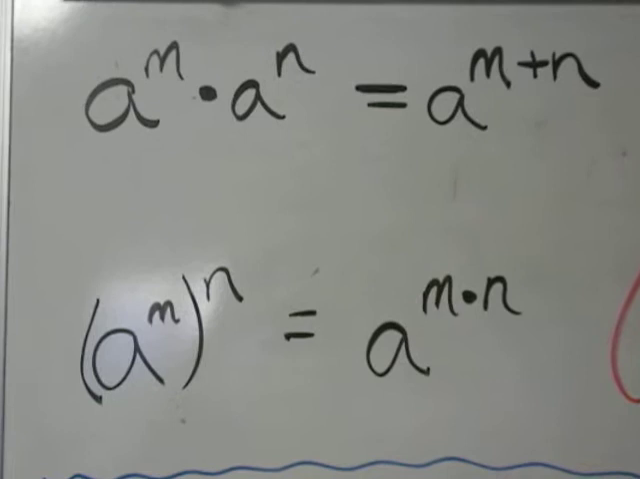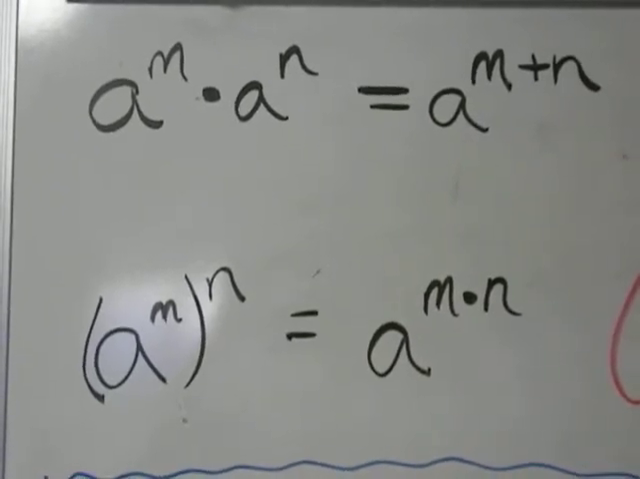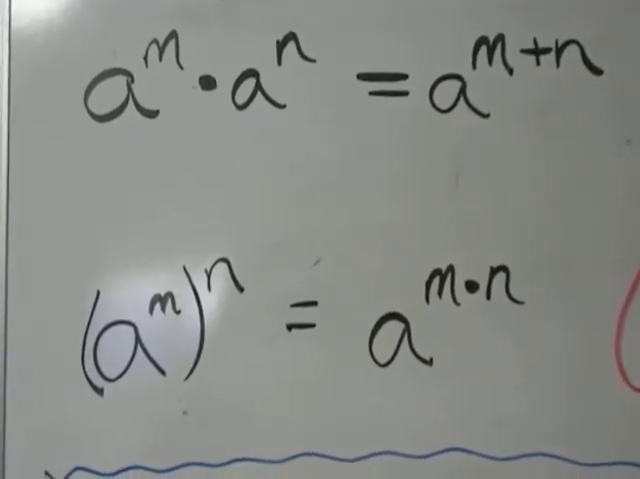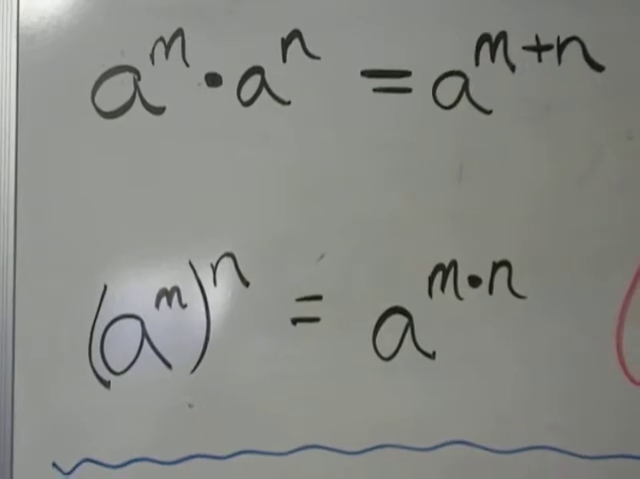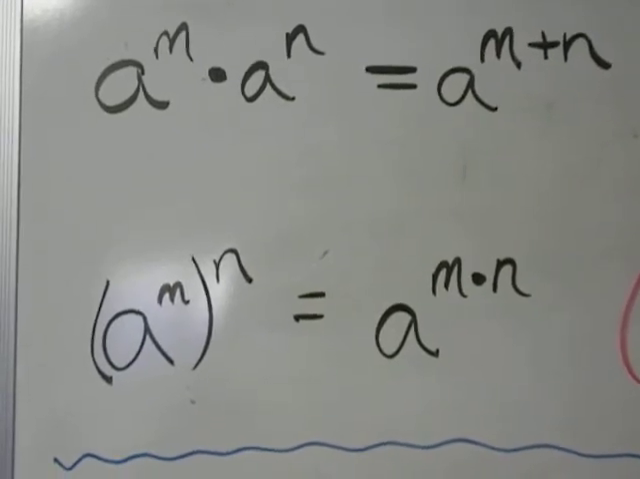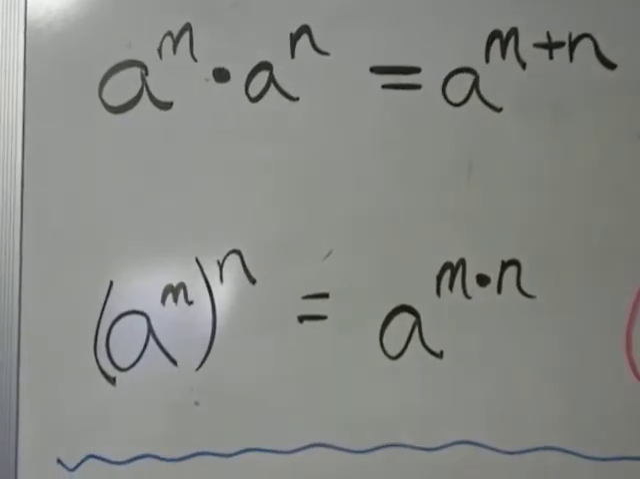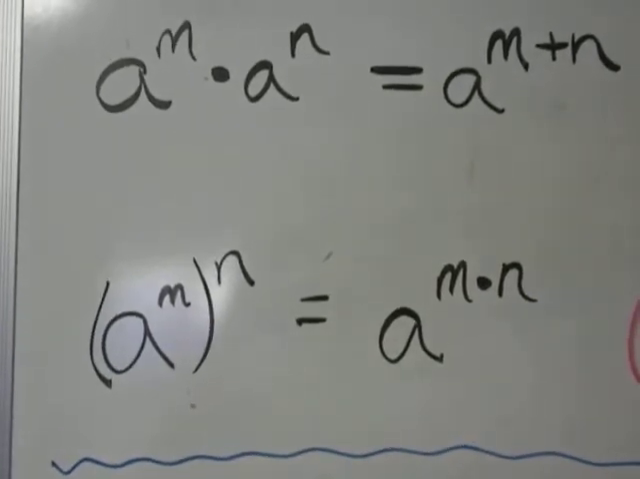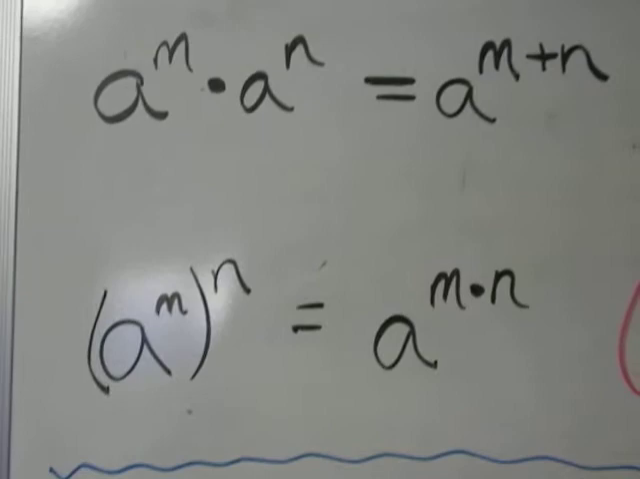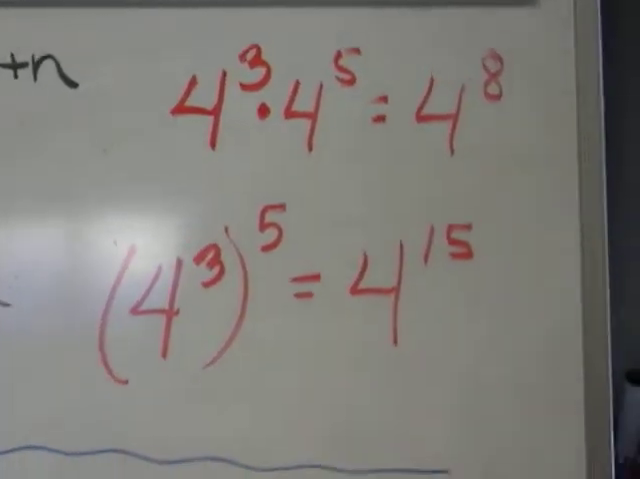The next real common rule that we will be using is a to the m being raised to the nth power. When you raise something to a power, you multiply the exponents, so it becomes a to the m multiplied by n. So here's two examples.